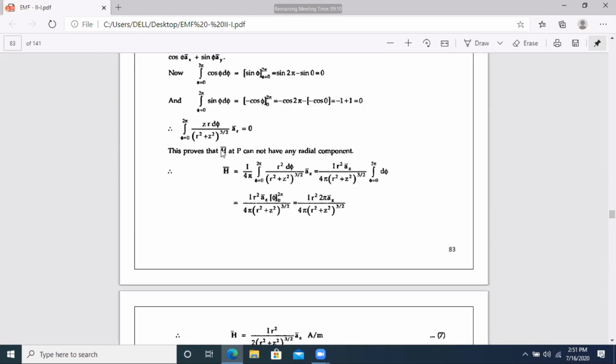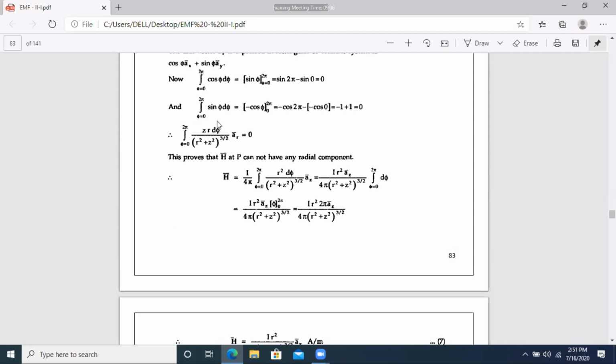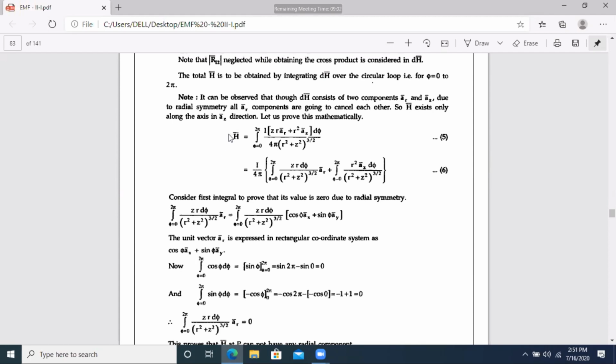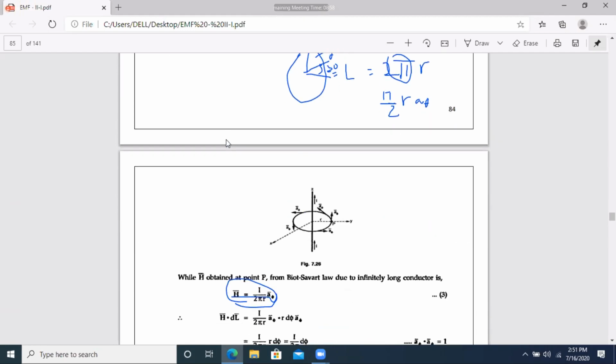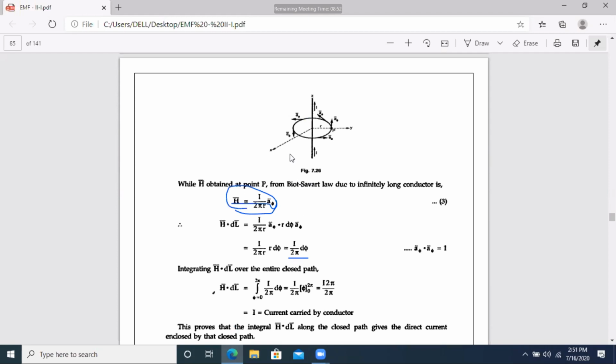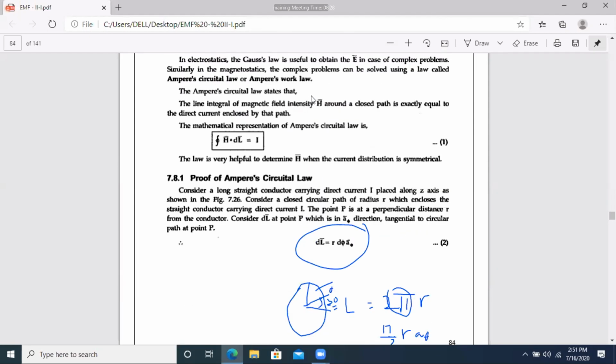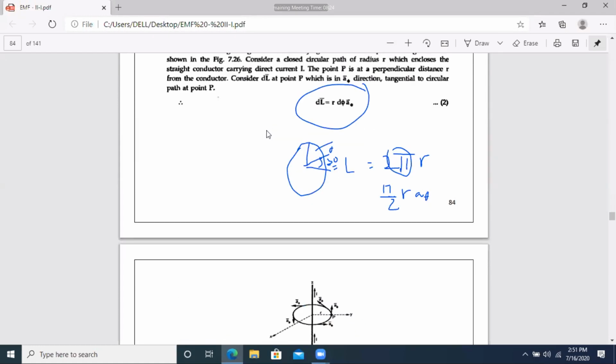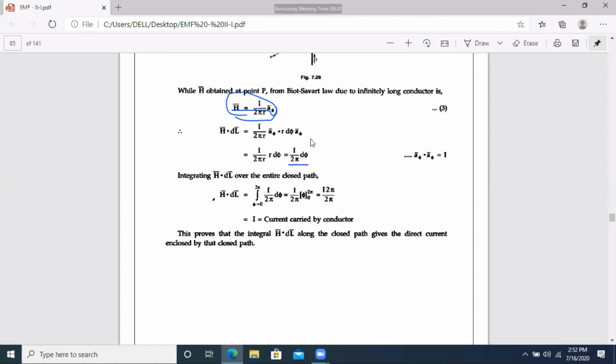Now, if you pick up a book, or you are given a problem like this, say in an exam: find H for an infinitely long conductor, find H, or B, at a point P which is R away from the conductor. For an infinitely long conductor, if you try to do it the long way in an exam, God help you. If you just do this, it takes you 1 minute.